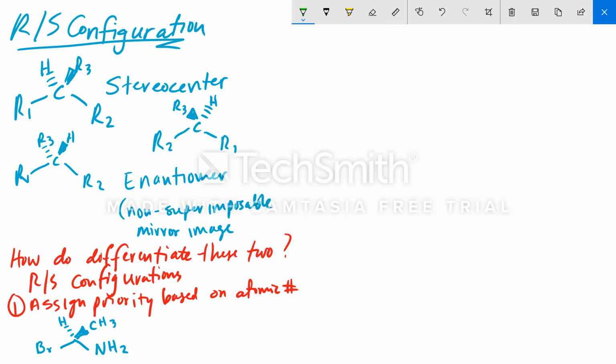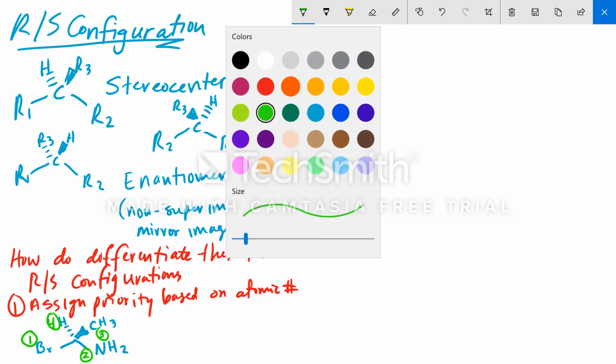Bromine has the highest atomic number out of all these groups, so it will get the highest priority, number 1. Nitrogen, then we're just comparing these 3 groups. Nitrogen has a higher atomic number than carbon or hydrogen, so it'll be priority 2. Carbon is higher than hydrogen, so it'll be priority 3. And lastly, hydrogen is our only remaining group, with the lowest atomic number of atomic number 1. That's how we would assign priority based on atomic number.